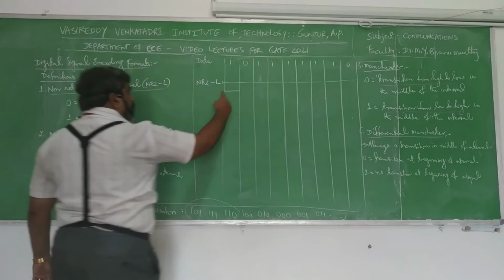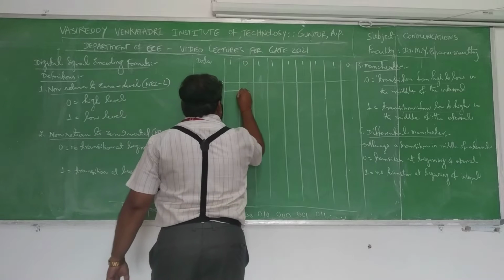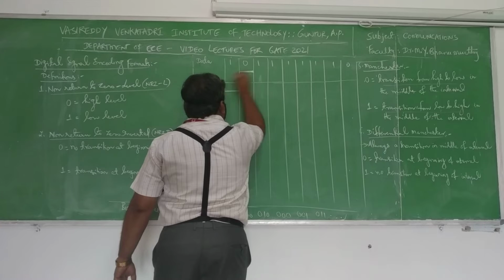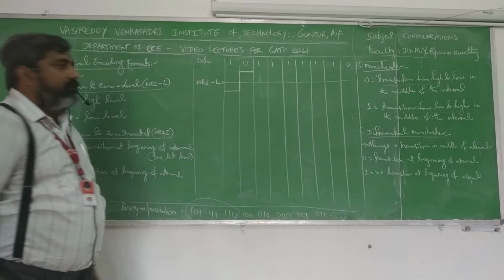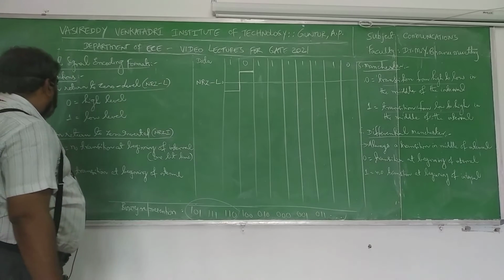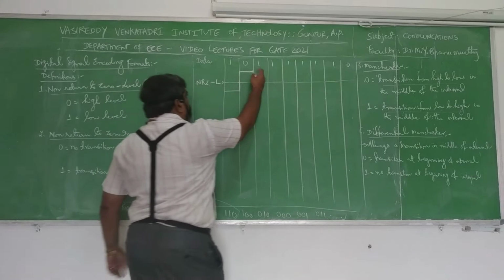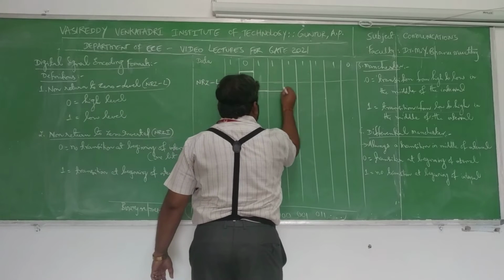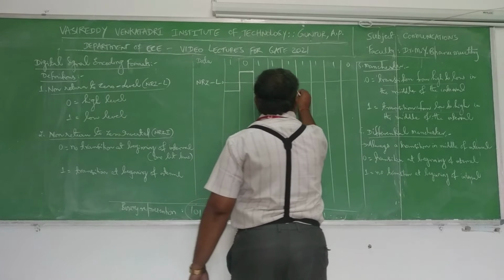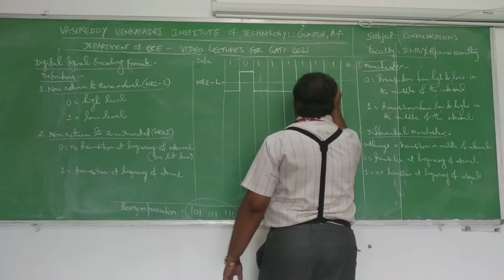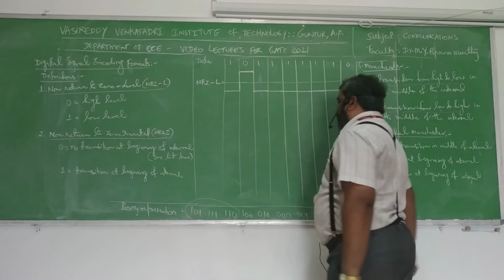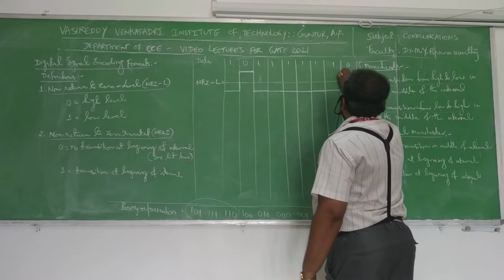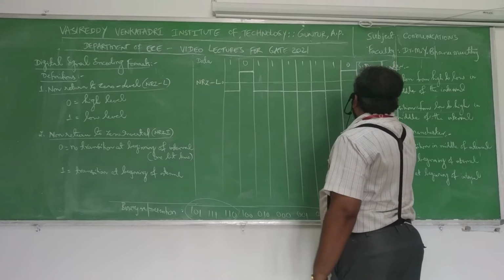The next is we have 0. So that is a high level. Fine. The next one we have is 1, again low level. Again 1, low level. 1, low level. 1, low level. 1 is low level. Okay, right? And then the 0, that is the high level.